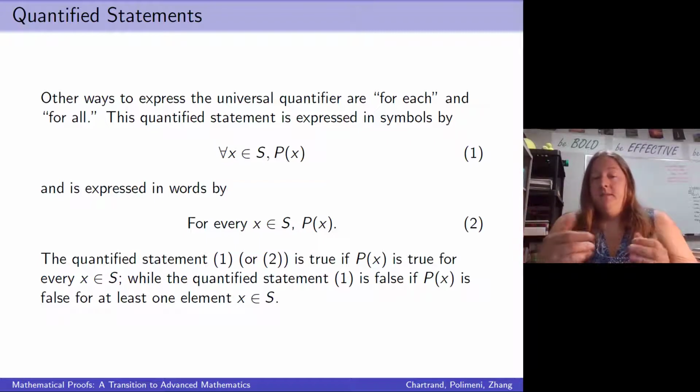There are two statements here, and one of them is using the symbols. Statement 1 has that upside down A with the x in S, and then our open sentence P of x. We can use words to say it instead of using symbols, and we would say "for every x in the set S, P of x." This statement is true only when P of x is true for every single element in the set. If it's false for just one element in S, then this whole statement is false.